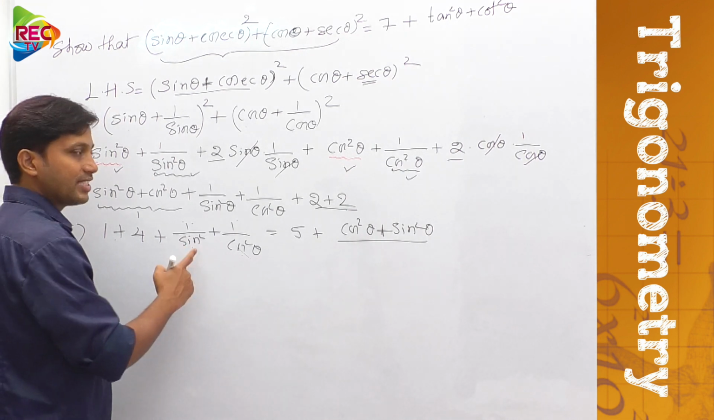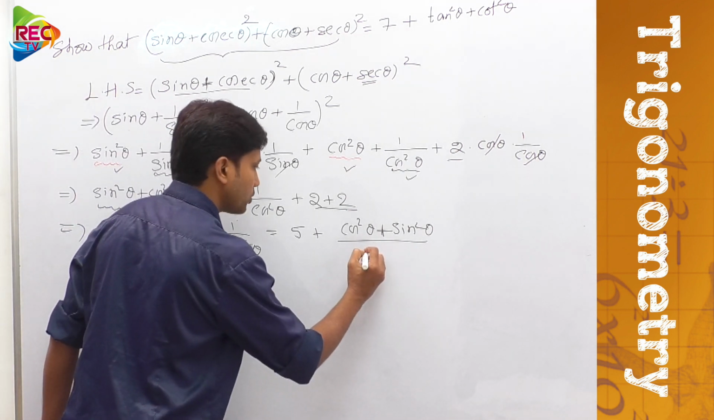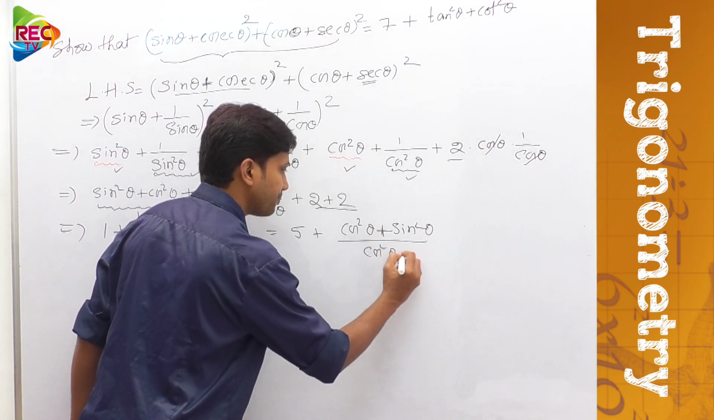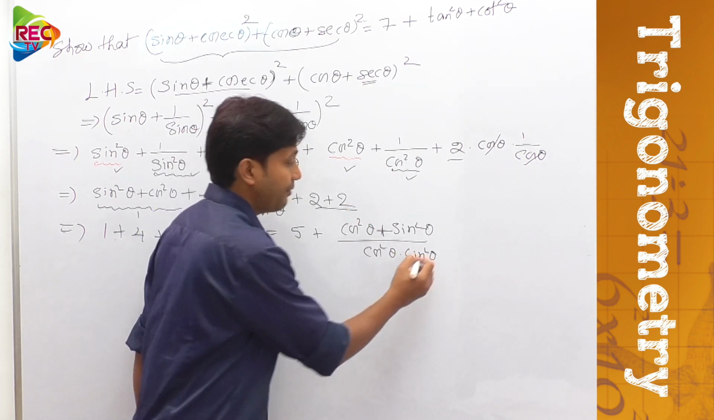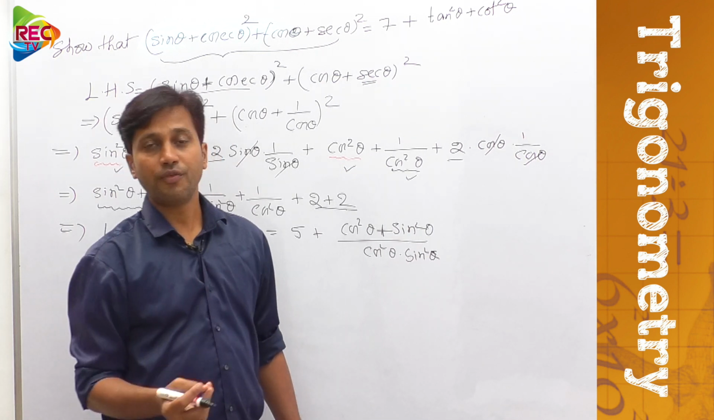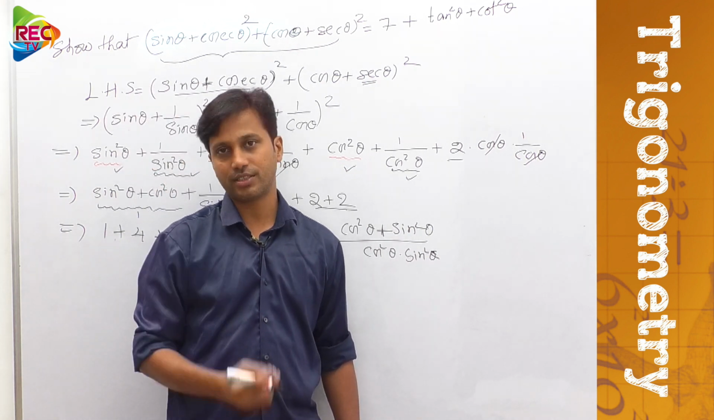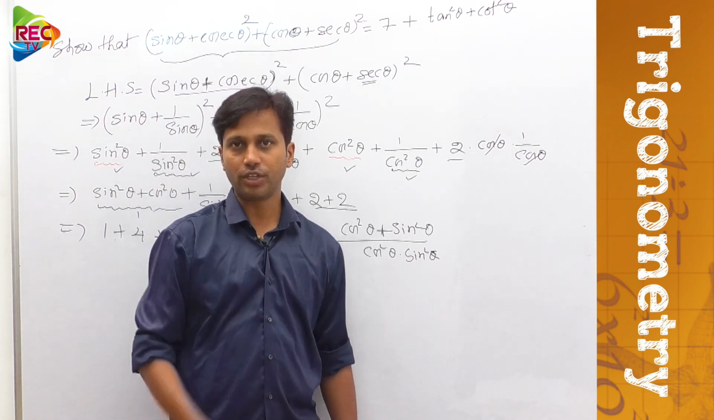Now we need to multiply the two denominators. So that is cos square theta into sin square theta. See this guys, I have done nothing. This is a basic rule of taking LCM for the fractions, right? Is it clear for you guys or not?